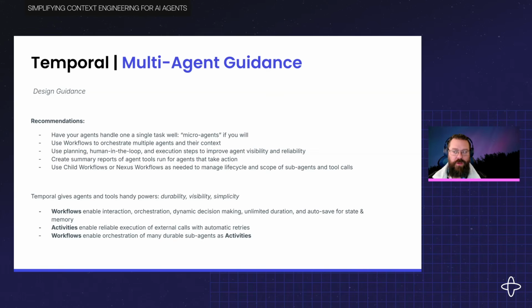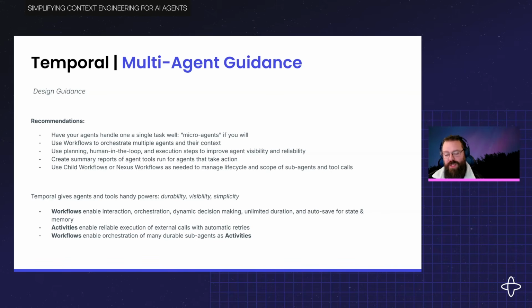And then you can use workflows to orchestrate multiple agents and their context. And we'll talk about context management a bit in the next section. But give the agents the tools and the information they need. They can load that in their activity calls, and then pass that context around to help the agents do their work. Strong recommendation from me: have a separate planning, human in the loop, and execution step. That way humans can approve and validate, especially if you're doing write type tools, tools that change data, and that can improve visibility and reliability. I love creating reports. That's super helpful to understand what was happening.